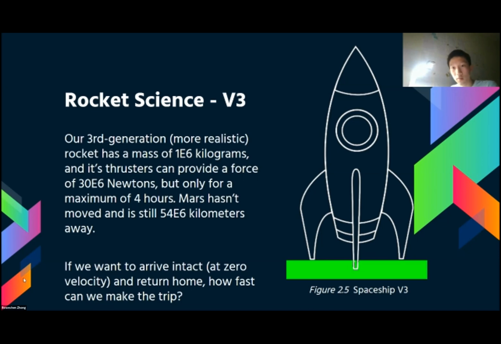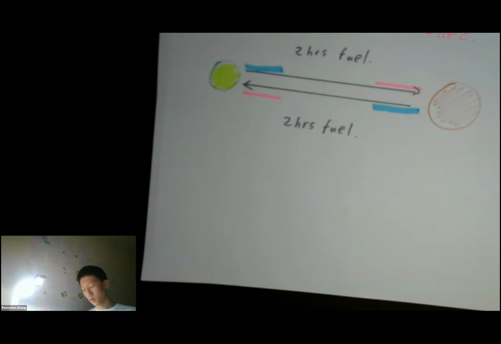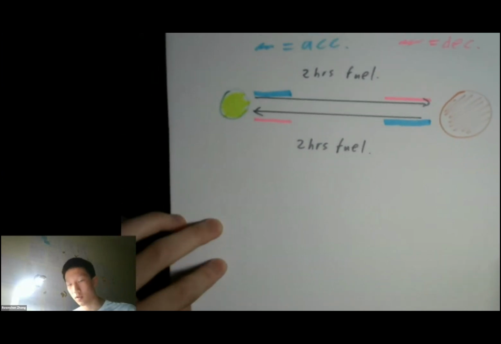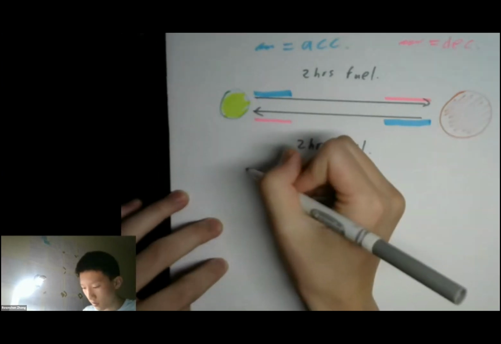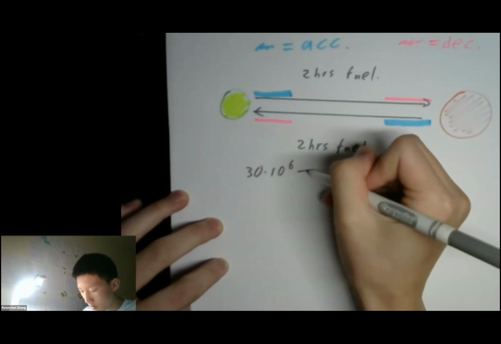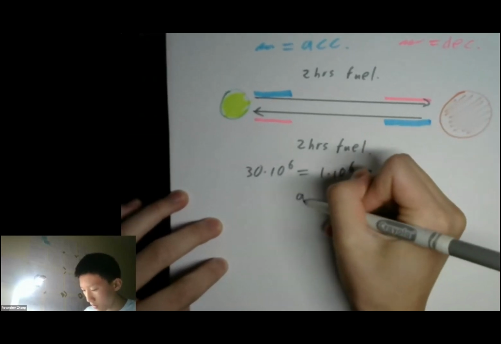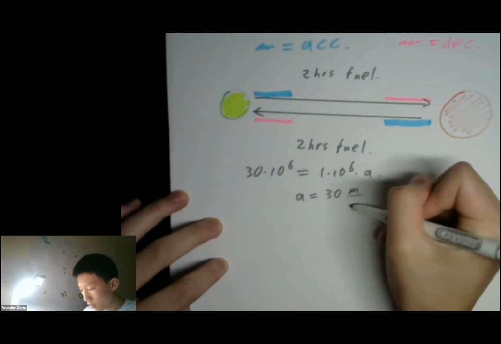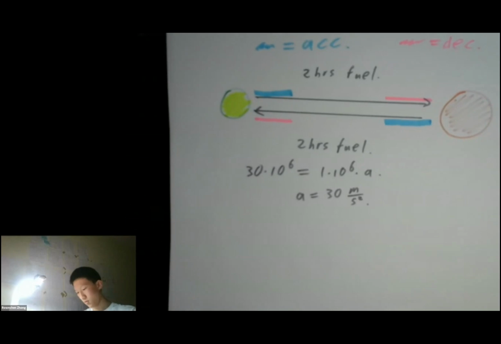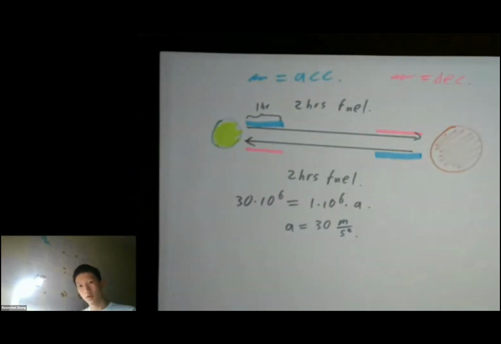Third generation rocket. It's got a mass of 1e6 kilograms, and its thrusters can provide a force of 30e6 newtons. So again, let's use that F equals ma equation to figure out how fast we can accelerate. We've already done this a couple of times. 30 times 10 to the 6 is equal to 1 times 10 to the 6 times acceleration. So acceleration is 30 meters per second squared. Done this a couple of times now. That's the acceleration. And now we want to accelerate for 1 hour right over here.